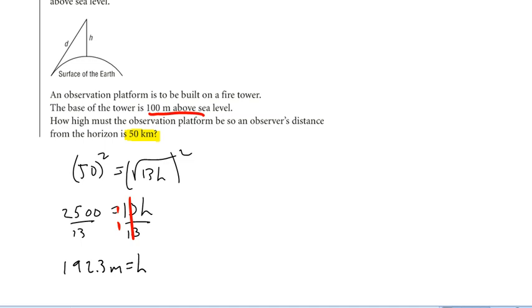Okay, now they say the base of the tower is at 100 meters. So there's our 100 meters for the base of the tower. So the tower is going to have to be here above 100 meters. So basically, to find out how tall our tower has to be, 100 meters is taken up by land, basically, above sea level. So we can take off that 100 meters taken up by land. So our tower has to be 93.2 meters high.